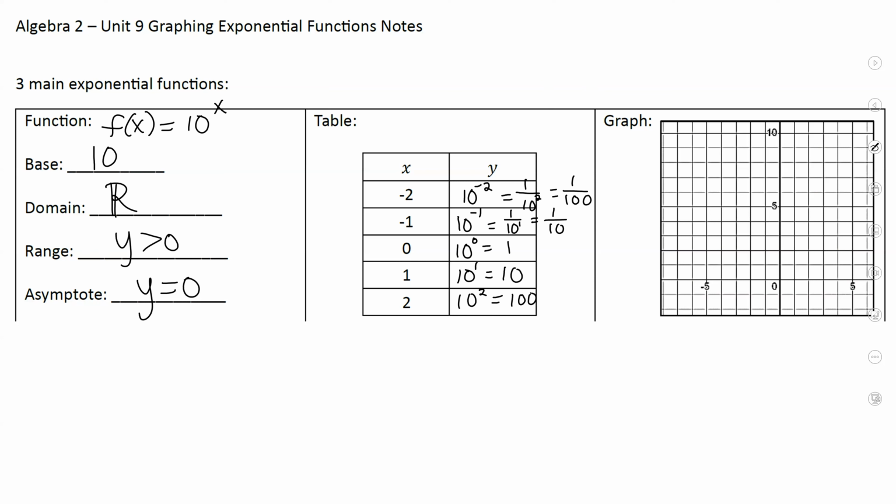Okay, so let's graph it. -2, 1/10, that's really close to 0. I'll put the dot right there. -1, 1/10, that's also very close to 0. 0, 1 is right there. 1, 10 is way up here. And 2, 100 is off the graph, so it's growing very fast. All right, so this is my graph. And remember, your asymptote is right here. It will not touch that line.